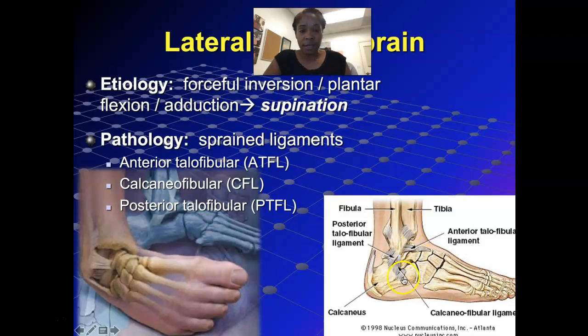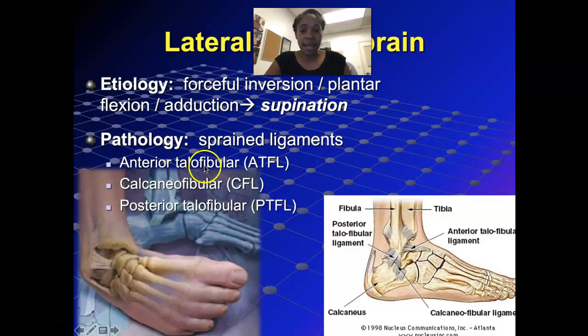Then we have the calcaneofibular ligament right here. And as the name implies, it's going to hold the calcaneus to the fibula. And then we have the posterior talofibular ligament, right? And that posterior talofibular ligament, guess what it's going to hold? The very posterior aspect of the talus to the fibula. So what we learn about anatomy, and I'm sure you're learning this in the anatomy class that you're currently taking, is that most anatomical structures are named based on what they either attach to or have an attachment with, right?